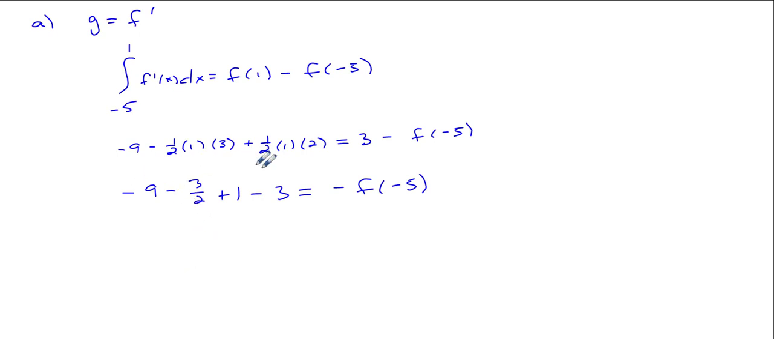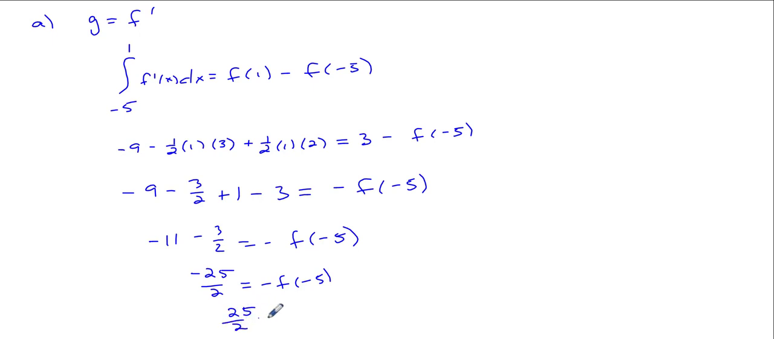Okay, -9 minus 3 is -12, plus 1 is -11, so it'd be -11 minus 3/2 equals -f of -5. How many halves is -11? That'd be -22. Minus 3 makes -25 halves. Take the opposite of both sides, it'd be 25 over 2 equals f of -5.